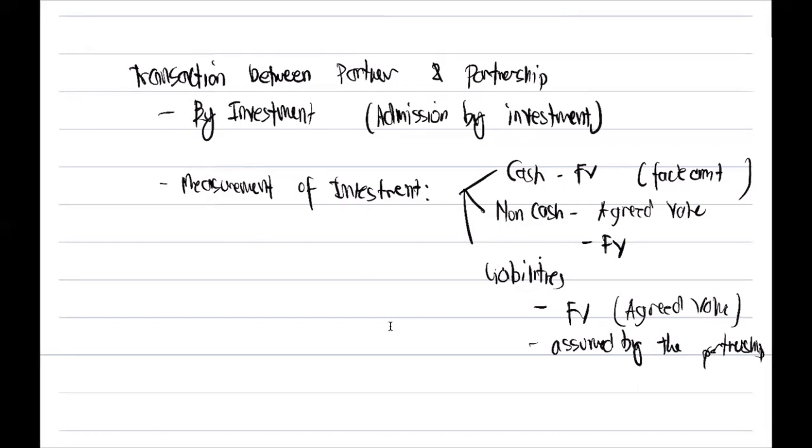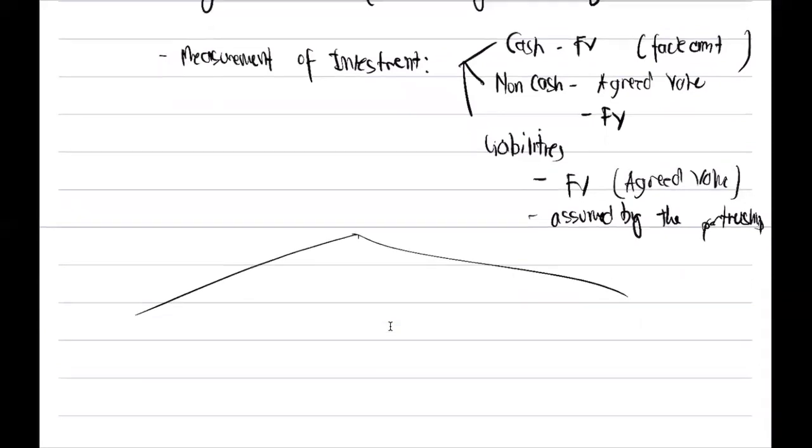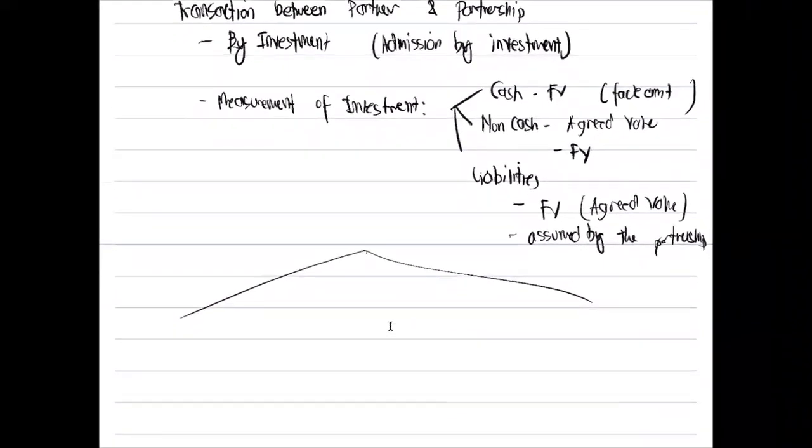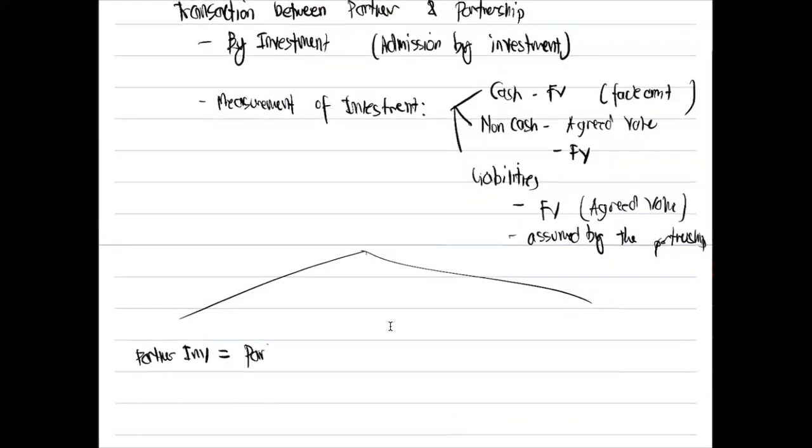And normally, it is not assumed if it is expressly stated. Okay? So there are two instances in your admission by investment. And what are those two instances? The first instance is that the partner investment is equal to the partner agreed capital. So contributed capital is equal to agreed capital.